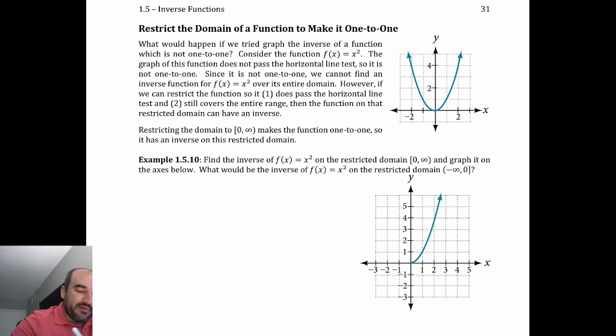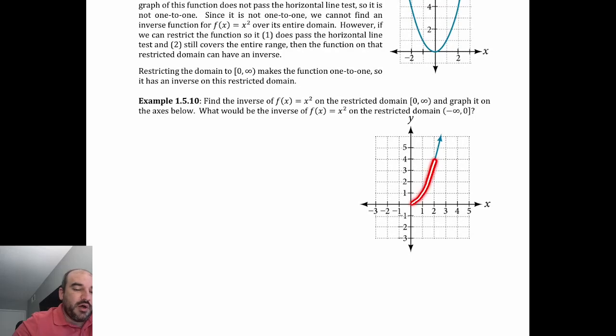So if we only have this side of the parabola, and we say let's not look at the other side of the parabola, then it passes the horizontal line test, right? You see a picture of it down here where we just have the right half of the parabola, and we've defined the domain to be 0 to infinity instead of all the way from negative infinity to infinity. So if we restrict the domain to just be from 0 to infinity, now if I draw horizontal lines, it always touches at one point, which means this is now one-to-one, because we restricted the domain.